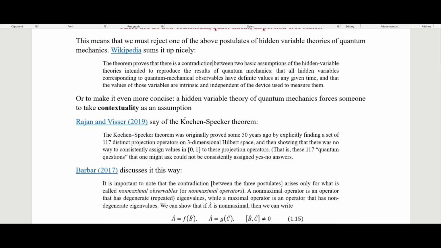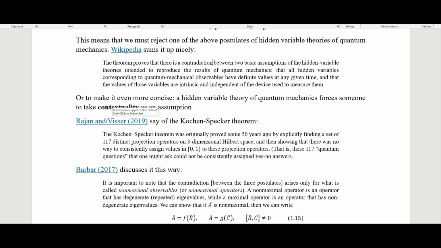And so this paper, Rajan and Visser, says of the Kochen-Specker theorem that it was originally proved by Kochen and Specker some 50 years ago, I guess from 2019, by explicitly finding a set of 117 distinct projection operators on three-dimensional Hilbert space, then showing that there was no way to consistently assign values of 0 or 1 to these projection operators.